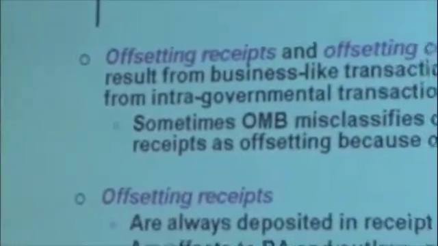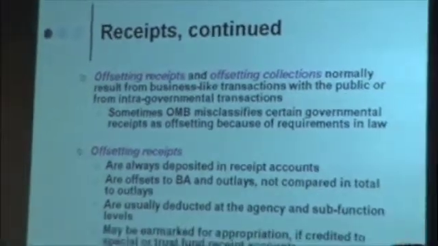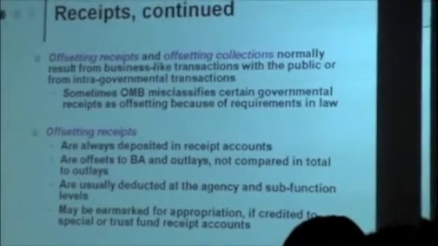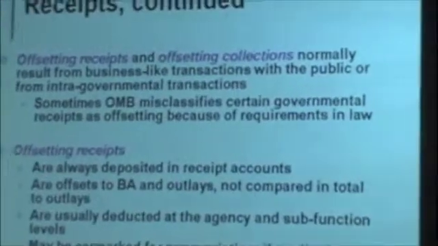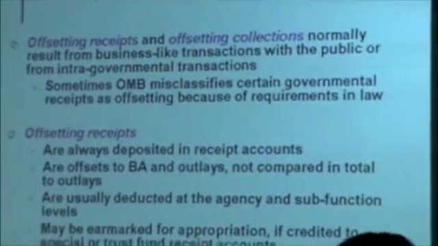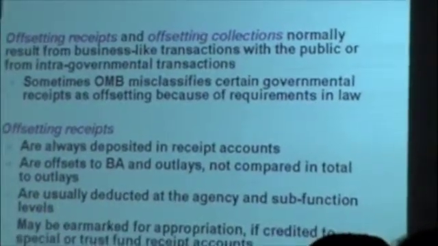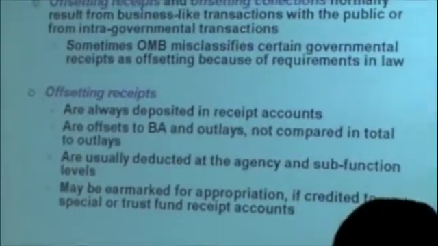Offsetting receipts and offsetting collections normally result from business-like transactions with the public, or intra-governmental transactions from one government agency to another. Sometimes OMB misclassifies certain governmental receipts as offsetting receipts because of requirements in law. That is, the law will tell us that those things that by nature would be a receipt will be accounted for as an offsetting collection, and therefore will be a reduction to the spending side of the budget.